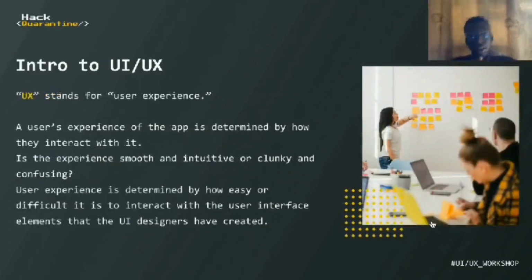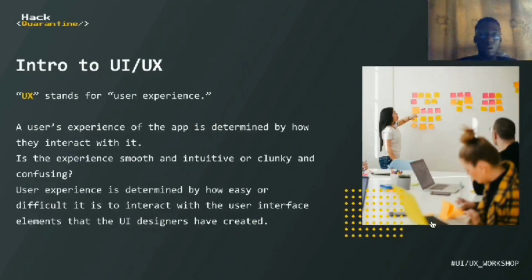So the UX stands for user experience. A user experience for an app or for a solution is determined by how the user interacts with the product, the design the designer had created. So it has to do with how smooth the user feels when using the product, or does it feel confused when using the solution? Does it feel easy? Does it feel smooth? That has to do with the user experience. So user experience is actually determined by how easy or difficult it is for the user to interact with the user interface elements that the UI designer had earlier created.